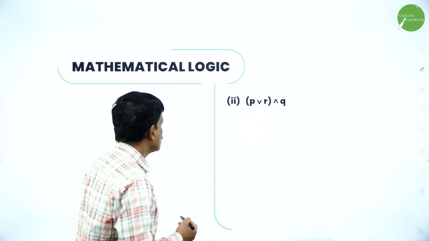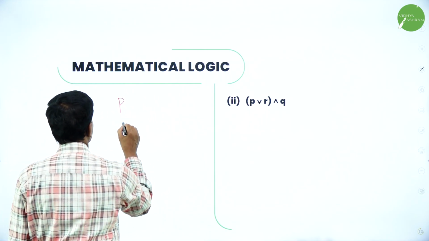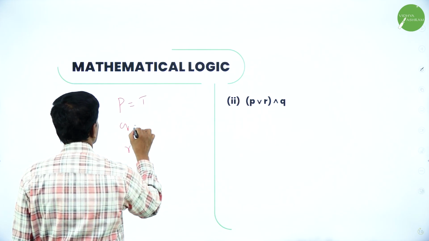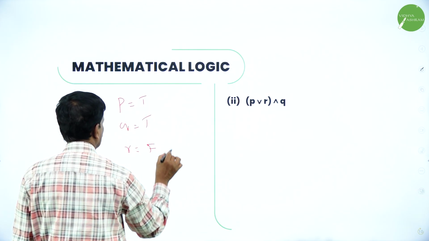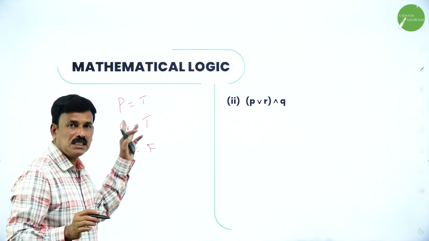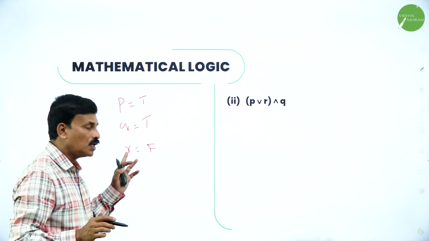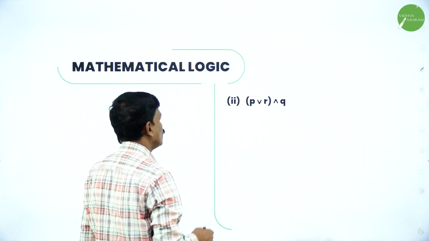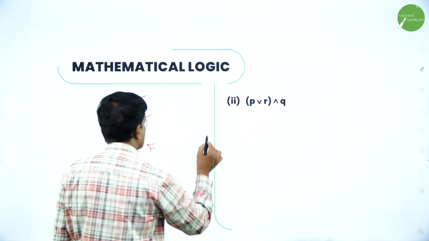Same type. What is given here? We know the truth values for P, Q and R. For P it is true, for Q it is true, and for R it is F. The truth values for P is T, for Q it is true, and for R it is F. That is already given. Now write the truth value for this.